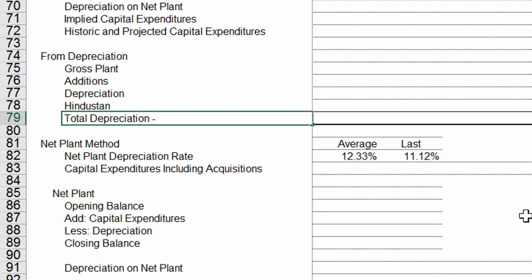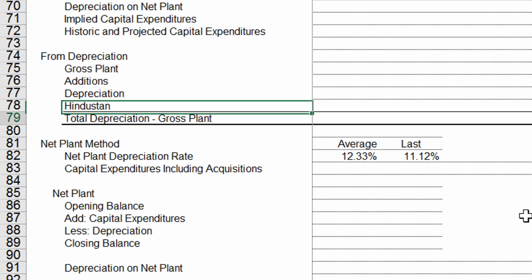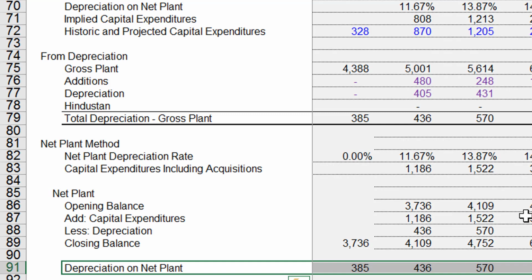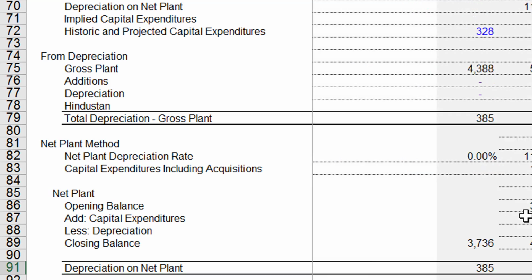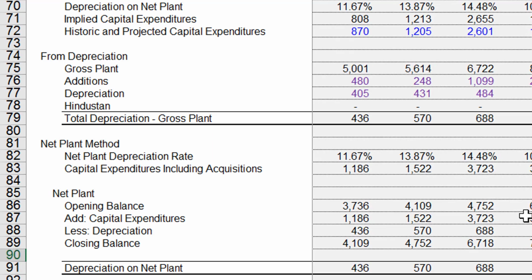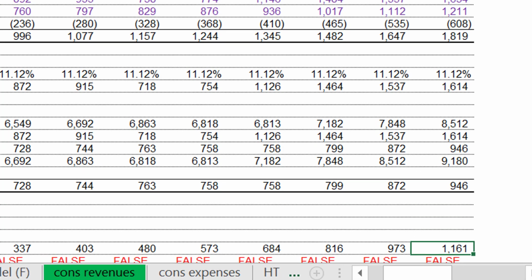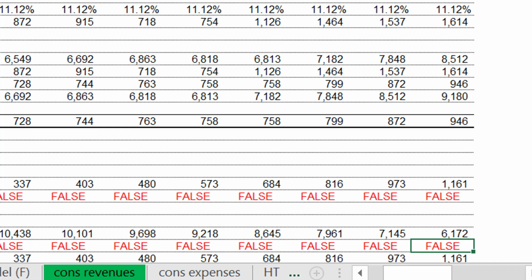So they essentially took the gross plant without any depreciation deductions or retirement deductions, and multiplied it by the correct real depreciation rate. You compute the net plant depreciation rate, and you get this alternative depreciation, and look at the difference. In this last year, we've almost got twice as much depreciation from not doing it correctly.